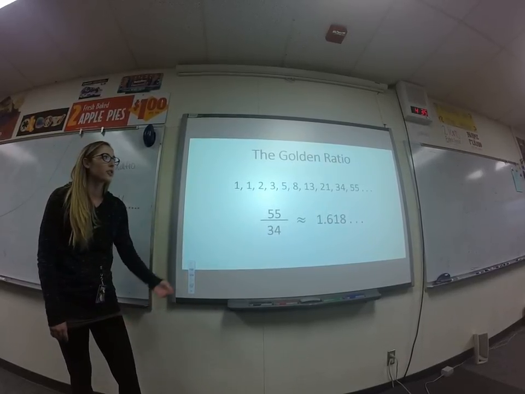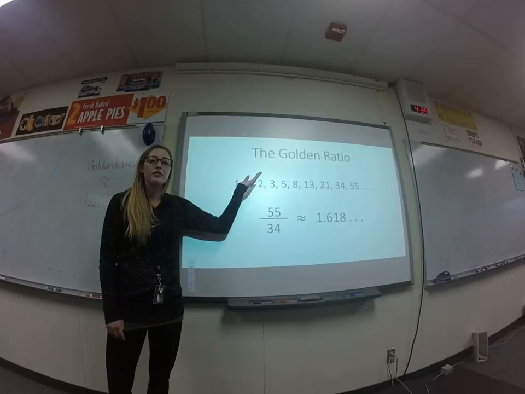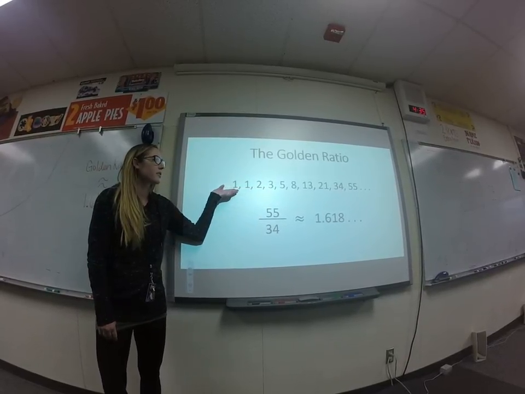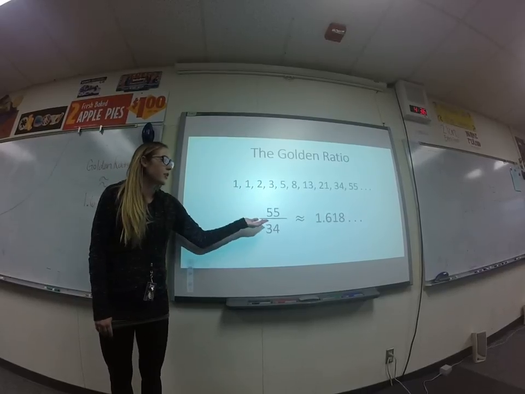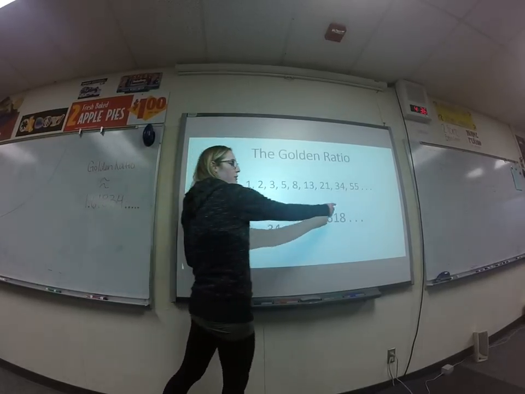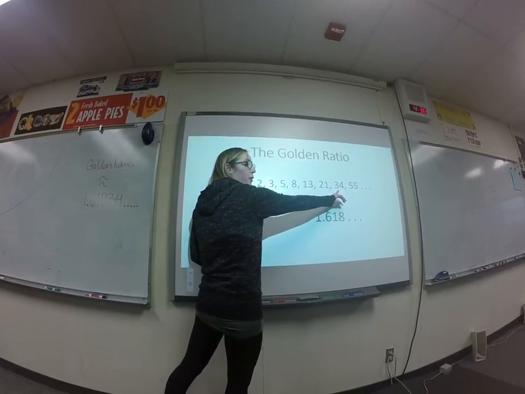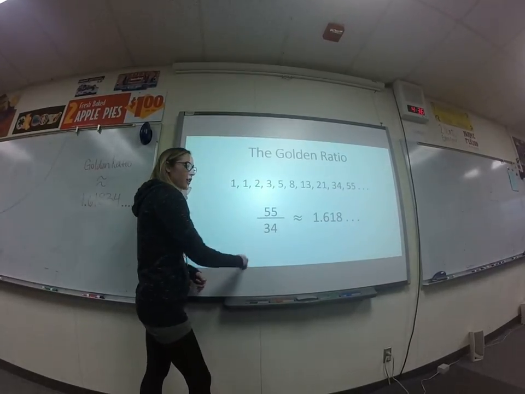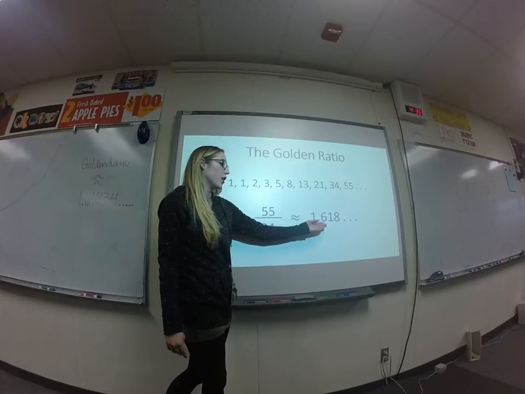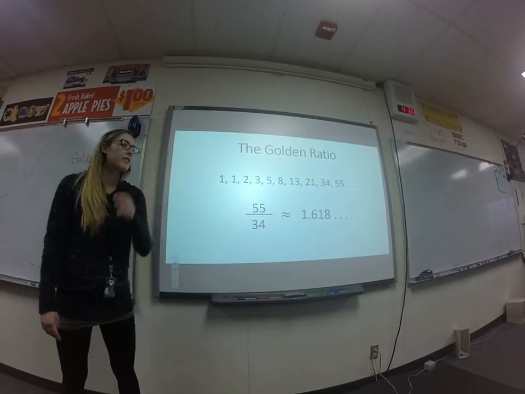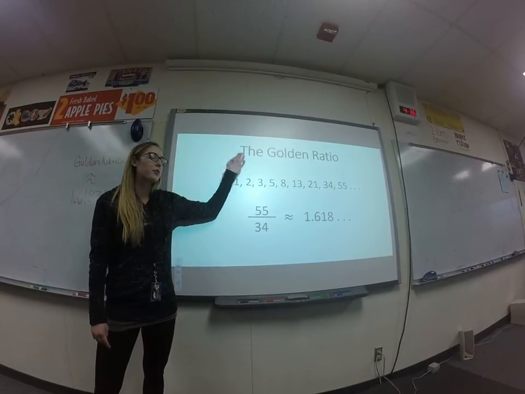All right, so the golden ratio is connected to the Fibonacci sequence. Here we have the sequence. When you take one number of the sequence and divide it by the number before it in the sequence, you will get a number around 1.618. This is the golden ratio.